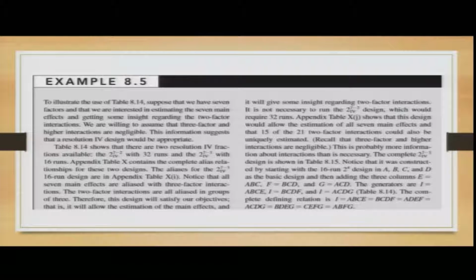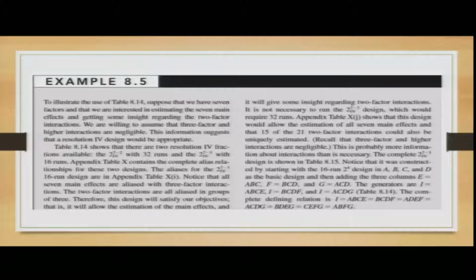This information suggests that a resolution 4 design would be appropriate, based on which we will find out the effects. The table which you have just discussed shows that there are 2 resolution 4 fractions. One is 2 to the power 7 minus 2, which would result in 32 runs, and the other is 2 to the power 7 minus 3, which will result in 16 runs. The appendix will contain the complete alias relationship for these 2 designs. The aliases for 2 to the power 7 minus 3, which is 16 runs, are given in the next table, which is 10.1.